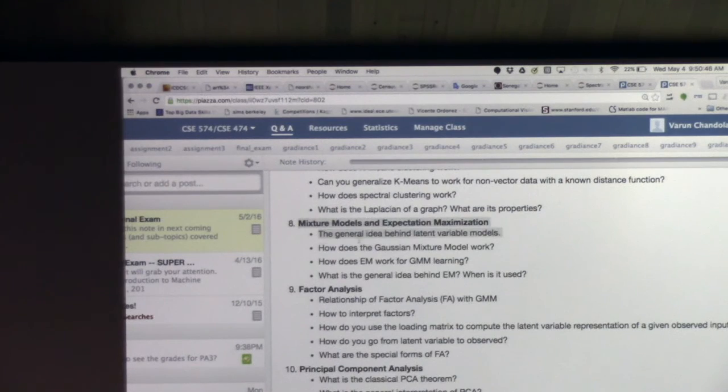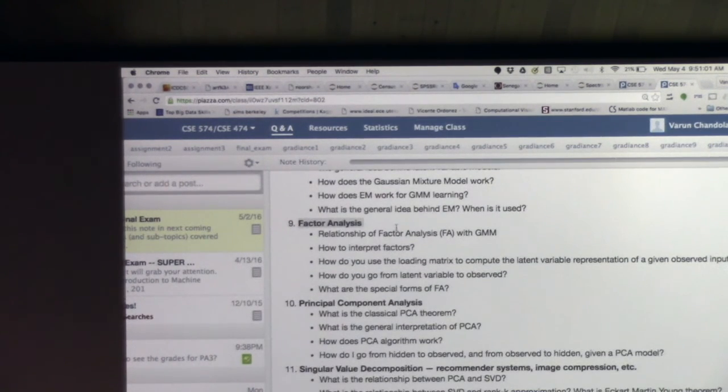Then we looked at a general area of latent variable models, right? And in that we looked at these 4 different things. So mixture models, where we looked at an algorithm to learn the parameters of a mixture model. That is EM, or expectation maximization. We looked at another latent variable model called factor analysis. Then we saw that principal component analysis looks like a special form of factor analysis.